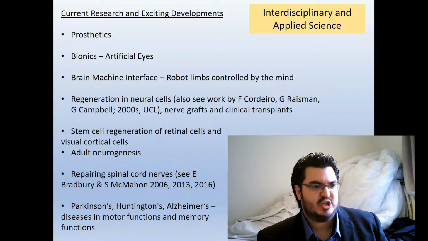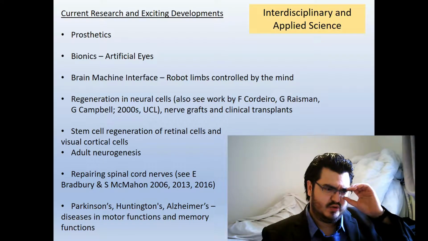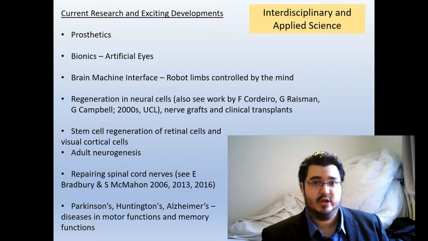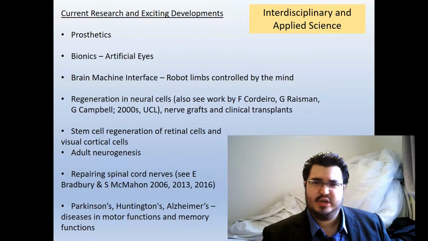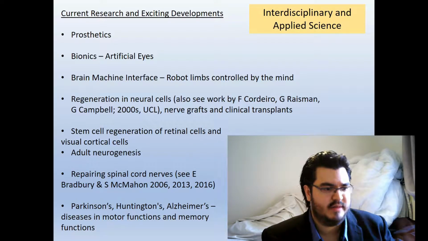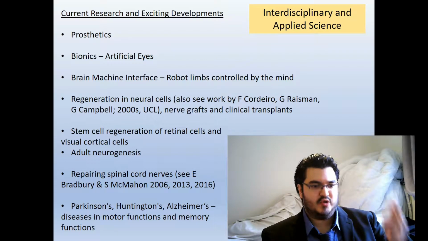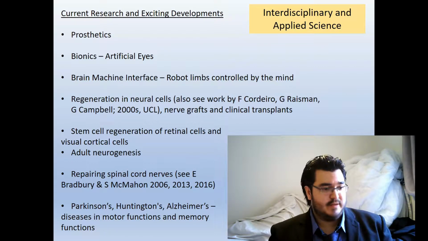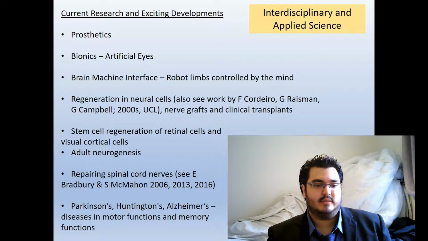We have regeneration of neurons, of neural cells, which is something that I'm also very interested in. If you're interested in that specifically, you will have to study some molecular biology and cell biology at university. Regeneration of neural cells is the kind of thing we can do now that is pretty incredible, and in 10 years' time it'll be even better. You can see work by Cordero, Reisman, Campbell, and many others, people at UCL again, who do great work there. Stem cell regeneration of retinal cells, visual cortical cells. We have neurogenesis in adults in the central nervous system. We can repair spinal cord nerves now. I see Bradbury and Mahon's work they've done recently.